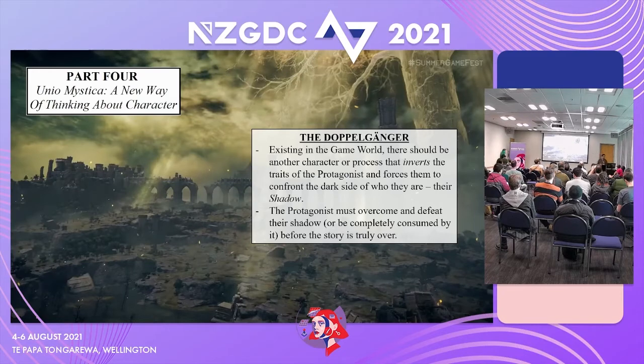A Doppelganger is a character that exists in the game world, or a process that exists in the game world, that inverts the traits of the protagonist and forces them to confront the dark side of who they are, their shadow. The protagonist must overcome and defeat their shadow or be completely consumed by it before the story is truly over. Okay, so to give an example of how this works, who here has seen the film Casablanca?